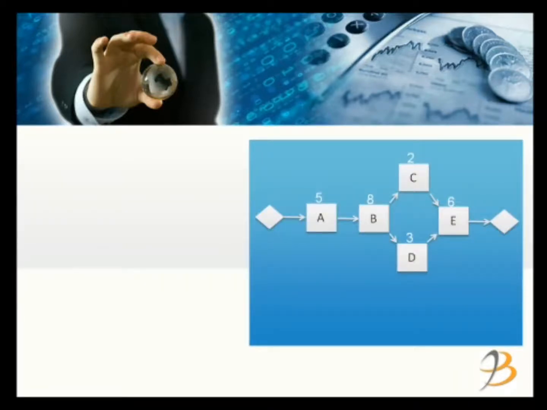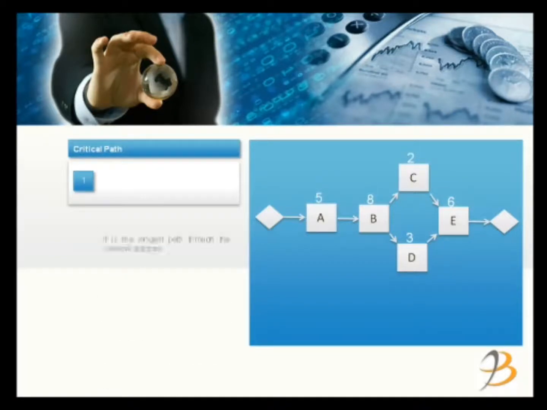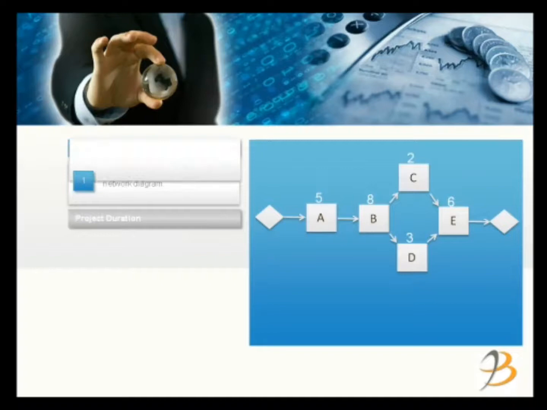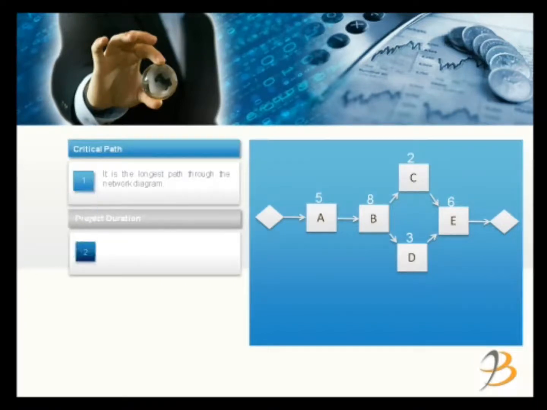For example, that is how the network diagram may look. You have different activities here, A, B, C, D, E, and each activity has its own duration. Once you know the dependencies, you can simply create this network diagram. And once you have the network diagram, we can find out the critical path. And based on the critical path, we can find out the project duration as well.